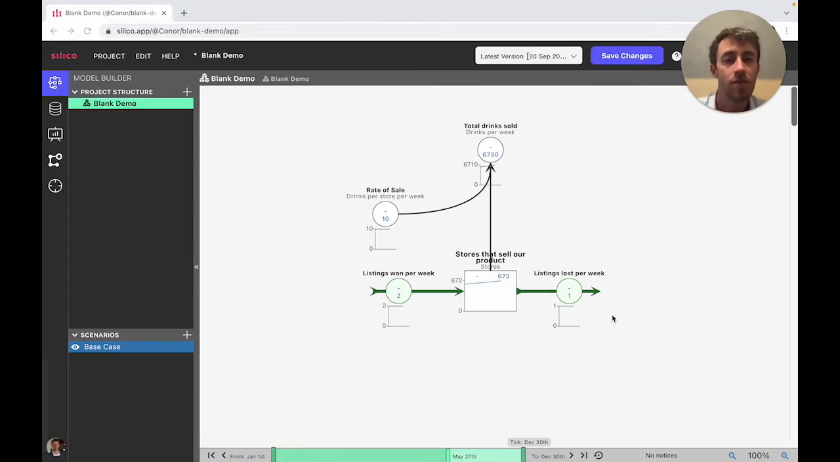Okay, so that concludes the model for now, and that concludes the video for today. We hope you've learned a little bit about the difference between variables, flows and stocks, and we'll be introducing these concepts again in upcoming videos, so we look forward to introducing that content to you soon.